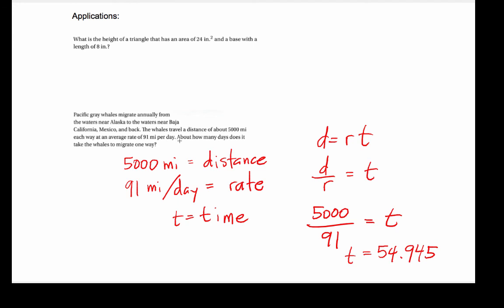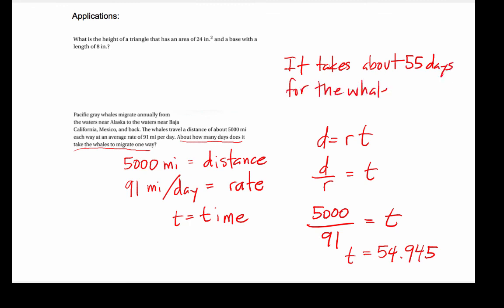Anytime we're doing a word problem, we always want to go back to the problem that we're being asked. About how many days, so that's asking us for an approximation. About how many days does it take the whales to migrate one way? We got a value of 54.945. That's about 55. So we would say it takes about 55 days for the whales to migrate one way.